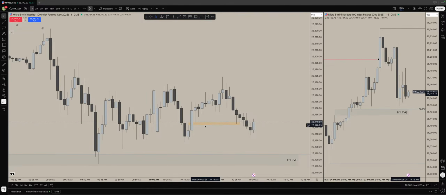All right, so this is gonna put in the high for this candle, I hope. Hope we go a little bit higher into that FEG, create the high, and then we can roll over. Well, I guess not.